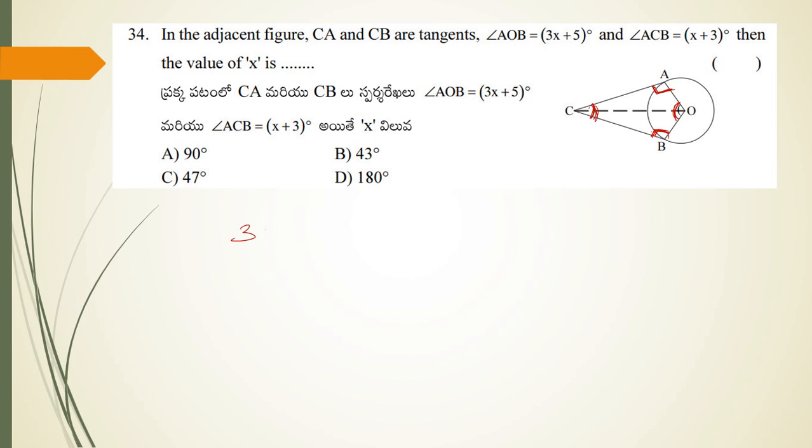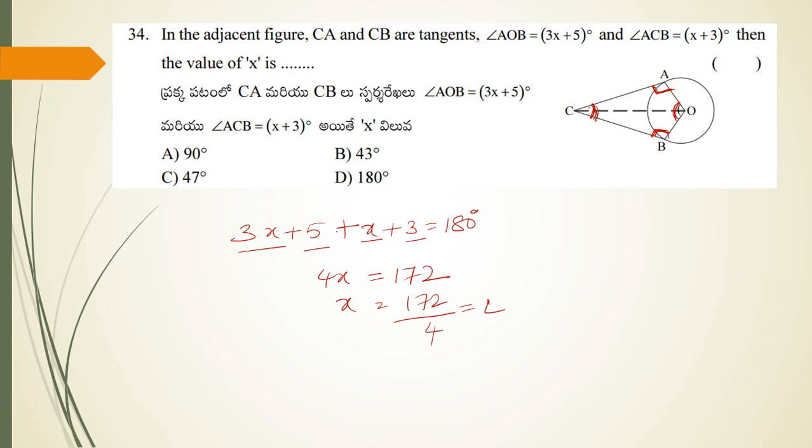So from this clearly I can say 3x plus 5 plus x plus 3 is equal to 180 degrees. Now 3x plus x is 4x, 5 plus 3 is 8. When I transpose that 8, it becomes 172. So from this x is equal to 172 divided by 4. In the 4 table, 4 times 3 is 12. He is asking only x, no? So x is equal to 43 degrees. So the answer is 43 degrees.